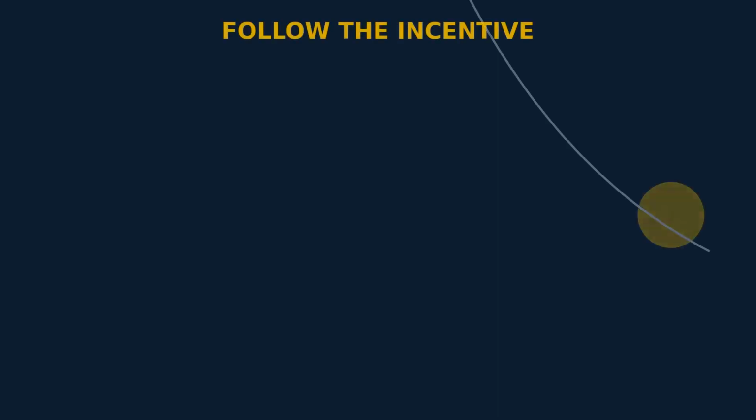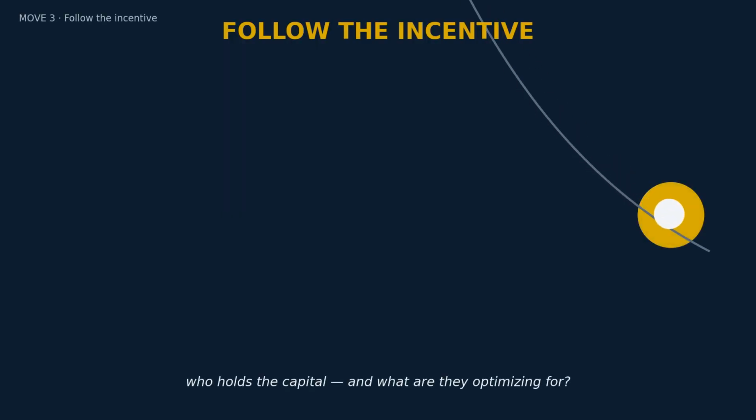Here in this segment, we're talking about global finance and institutions. Move number 3, follow the incentives. For questions, next, the money side. IMF, World Bank, currencies, transfer pricing. One move unlocks all of them. Follow the incentive. Who holds the capital? And what are they optimizing for?